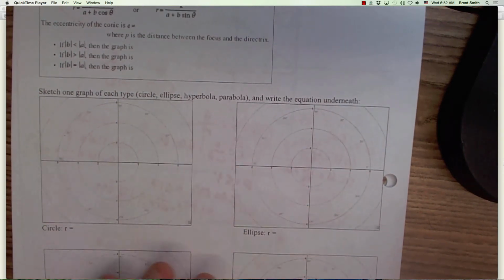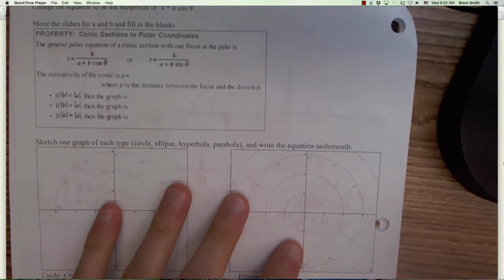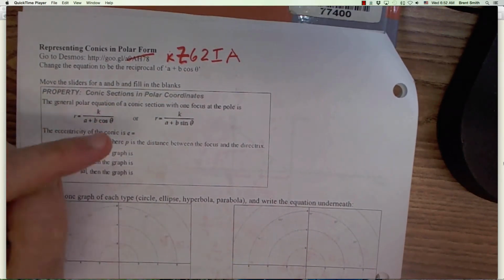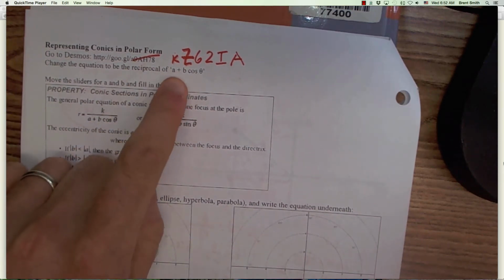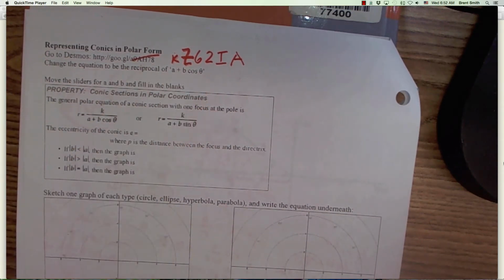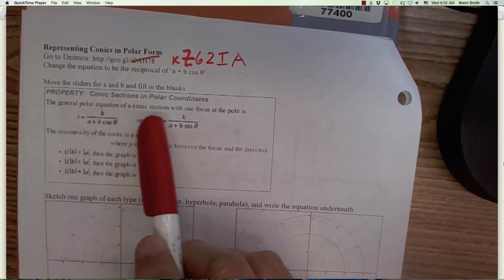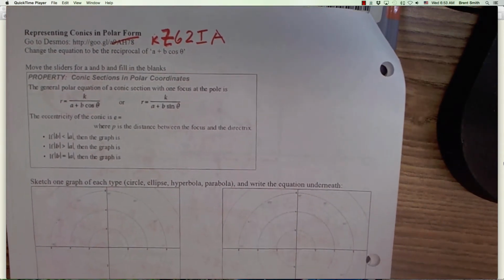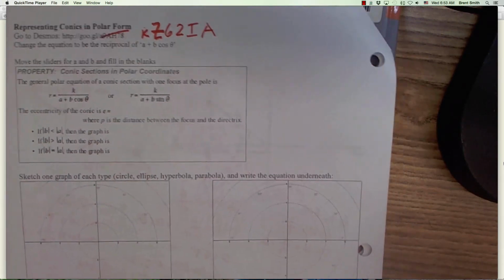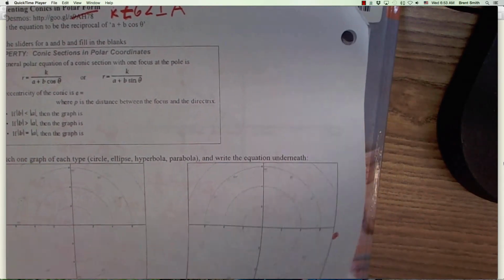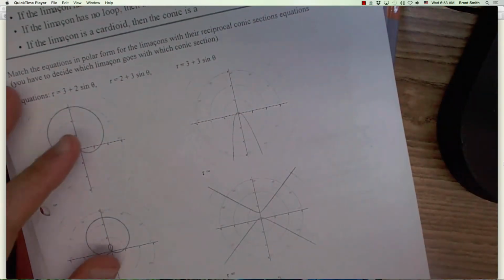I was going to have us graph these, but you don't have to do that. Basically just play around with the idea that if we take the reciprocal of our limacons, a plus b cosine or a plus b sine, so on and so forth, we will make conic sections. And so actually, why don't we use the other page first to explore a little bit, and then we'll come back to this page. So we flip over to this side.